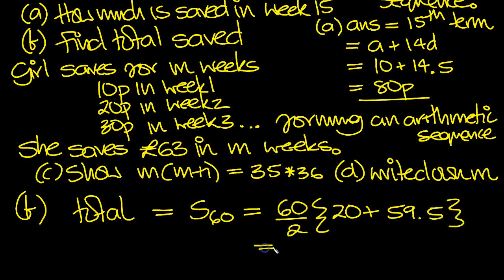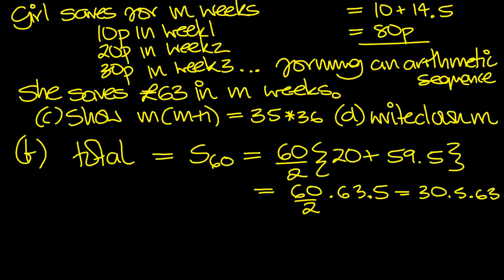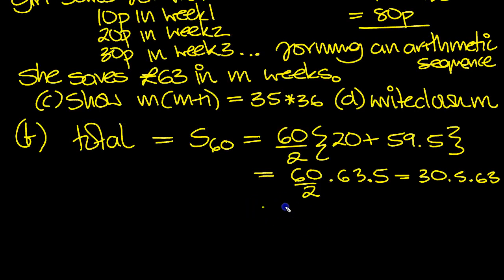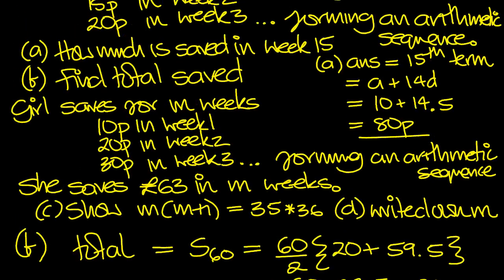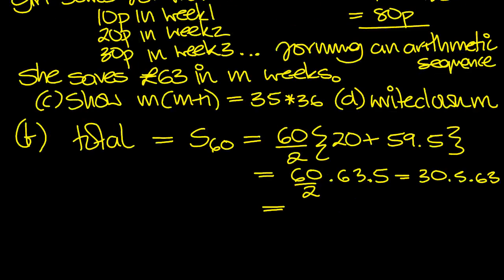Okay, so what have we got here? Well, we've got 60 over 2. 20 is 4 fives. We've got 59 fives and 4 more fives is 63 fives, isn't it? So we've got 30 times 5 times 63. What does that equal then? Well, we just need to work it out.